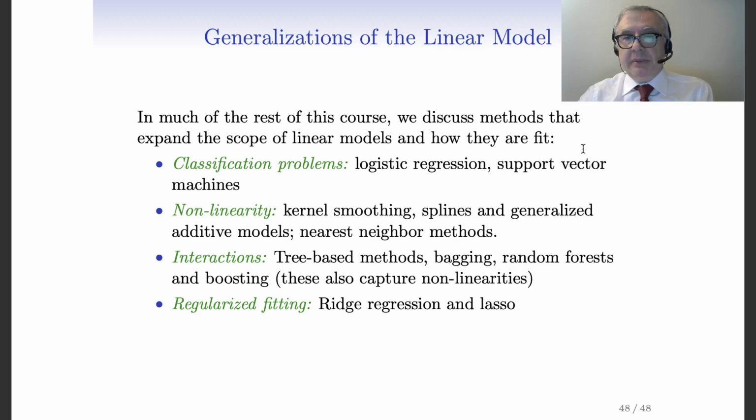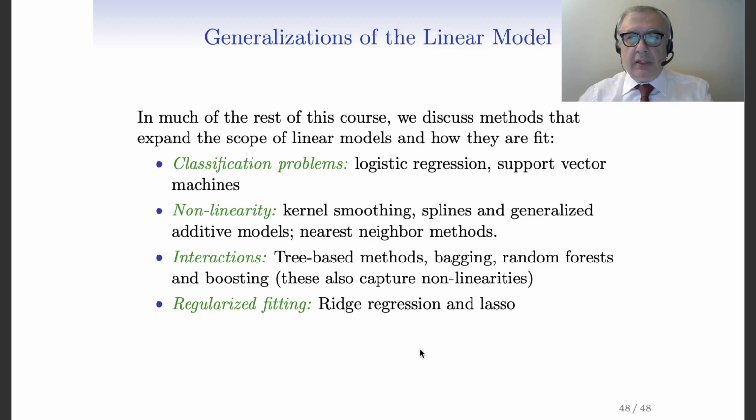Okay, linear models can be generalized under different aspects, and this is something that will be discussed later, so I just anticipate some topics that will be studied. We will go beyond the linear model for classification problems, introducing logistic regression and support vector machines. We will also study nonlinearity by means of kernel smoothing, splines, generalized additive models, nearest neighbor methods. The issue of interactions will be addressed by tree-based methods, bagging, random forests, and boosting, that are also good at capturing nonlinearities. And finally, we will say something about regularized fitting, which is very popular these days, and in particular, we will introduce ridge regression and also the lasso.